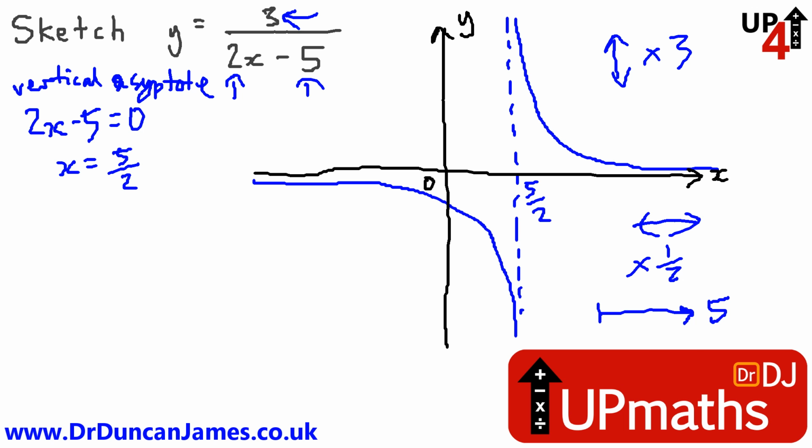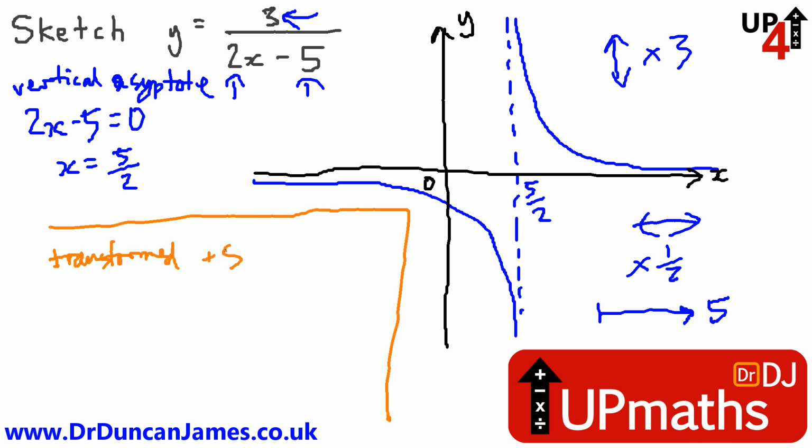So I'm kind of using slightly lazy logic here, but it looks like it must have been transformed by plus 5 in x direction, then times a half in x direction, then times 3 in y direction.